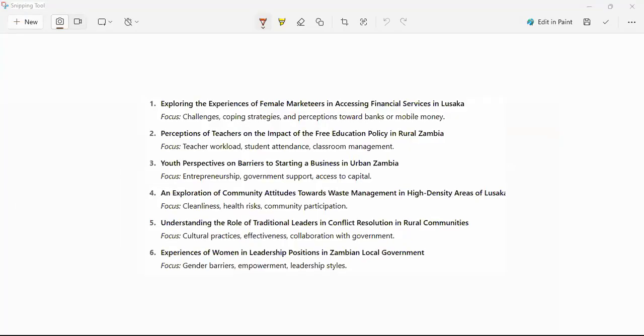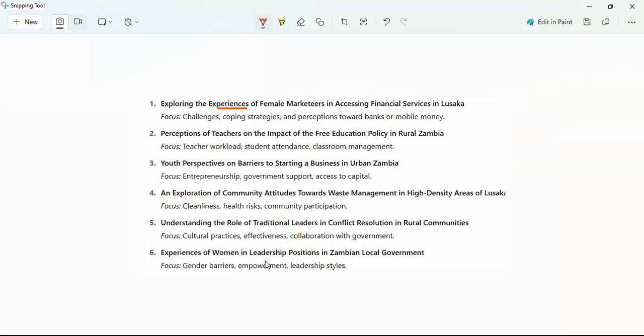For instance, exploring experiences of female marketeers accessing financial services in Lusaka. Already by this, you're able to tell that you want to focus on the challenges and perception towards what? Banking. The perceptions, already, you're talking about a qualitative research. The perception of teachers on the impact of free education policy in Zambia. That's another topic, which is purely qualitative. Youth perspectives on barriers, already you're looking at the perspective. An exploration, this is an exploratory research of community attitudes towards waste management. Understanding the role of traditional leaders in conflict resolution. These are good topics that you can go with.